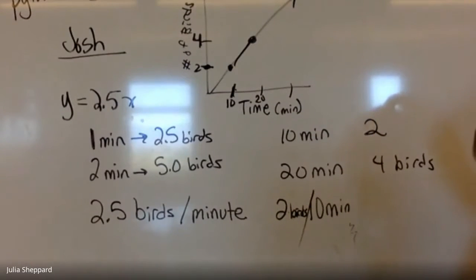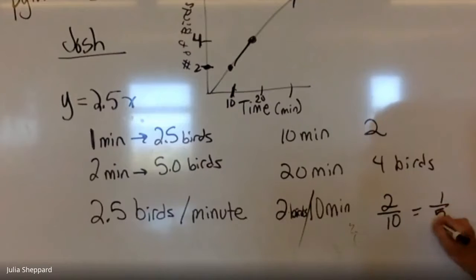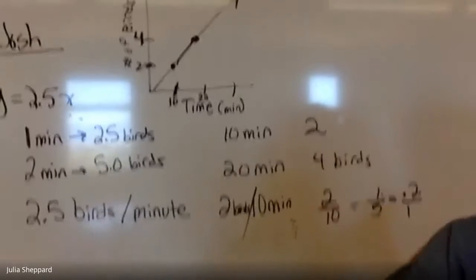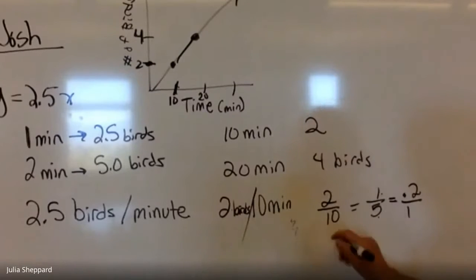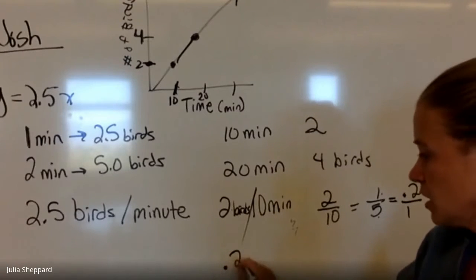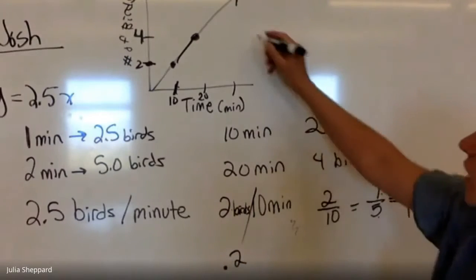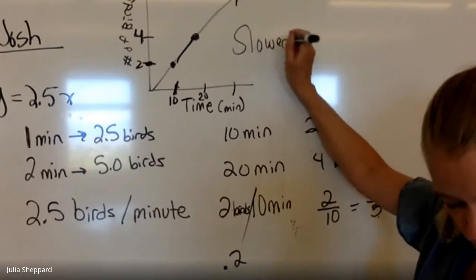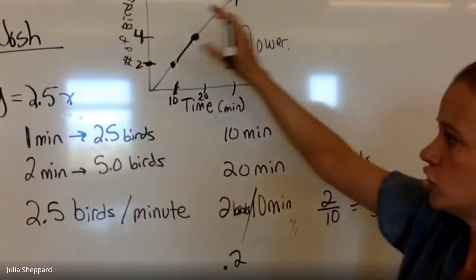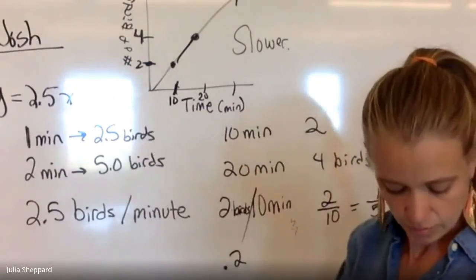Well, that doesn't actually seem very good to me, because if 2 birds per 10 minutes, that means 1 bird in 5 minutes. So how many is that per 1 minute? Well, then you just have to make it a decimal. 1 divided by 5 is 0.2 over 1. So in 1 minute, he makes 0.2 birds, right? So he's slower. I think he's slower. So if he's slower, then that makes Josh faster. Okay, and that would be how you answered that.